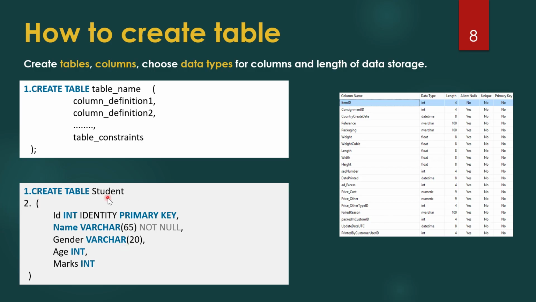We want to create students, and the students table has ID. This table needs to contain ID, and then name. We want a student name, the student gender information, age information, and marks or grades. So we create table and name it, and then you open parenthesis and close, and that's where you actually write the column names and then their data types.